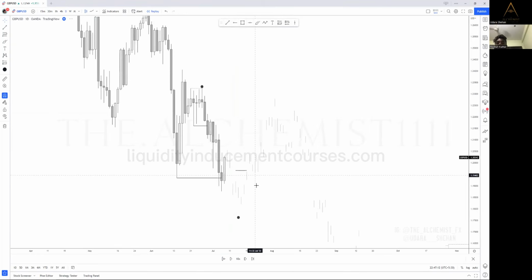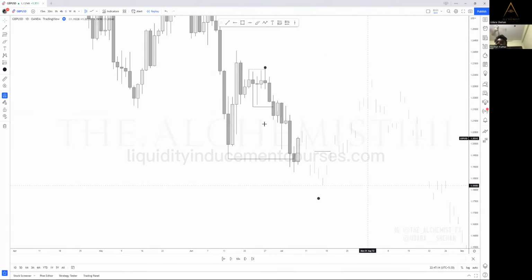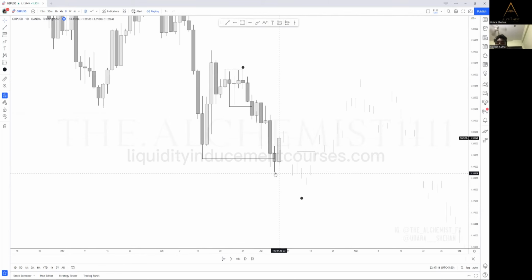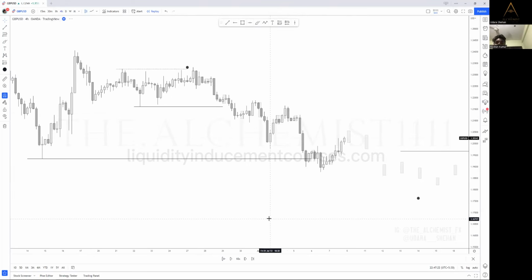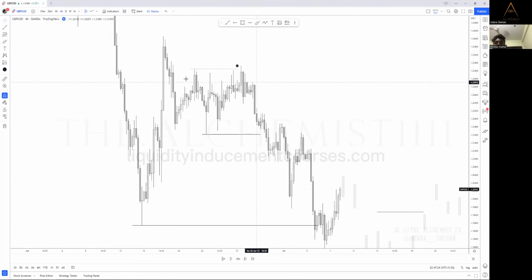Okay, let's see. Now look at this. Let's say price was here. Now, can I mark this out as the low of the range? No, right? That is wrong. Why? Because we did not get the bullish breakout yet. Let's go to the 4-hour time frame. Okay, so let's see. Now, can you see that?